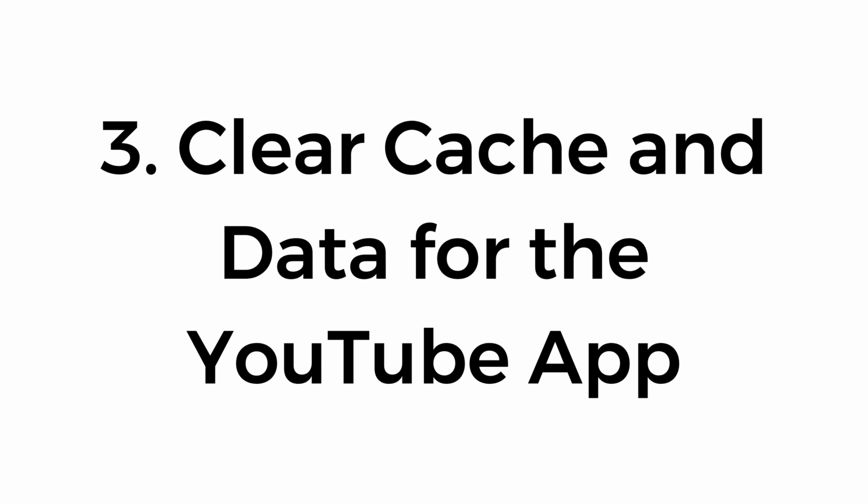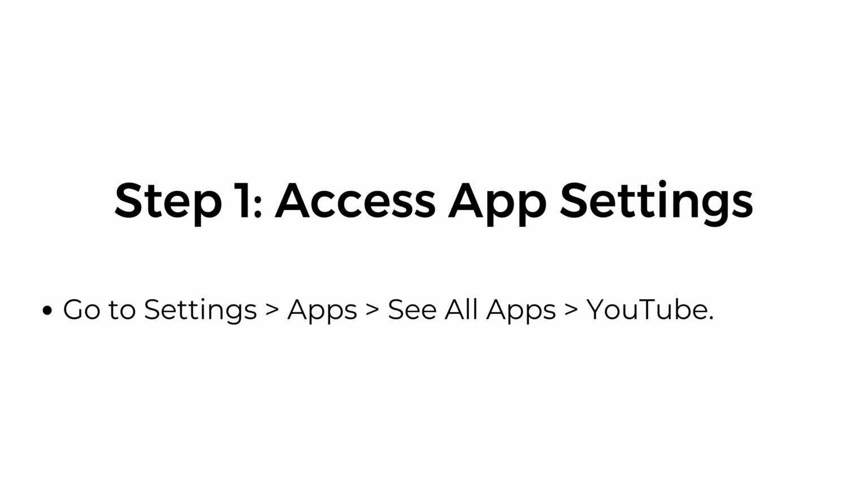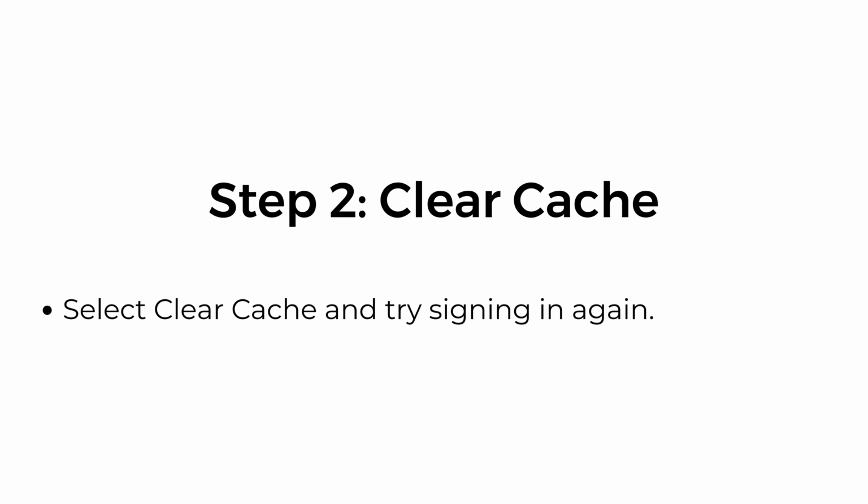3. Clear cache and data for the YouTube app. Step 1. Access app settings. Go to Settings > Apps > See all apps > YouTube. Step 2. Clear cache. Select Clear cache and try signing in again.